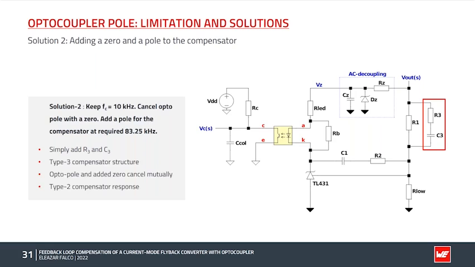We can see that this, in reality, corresponds to a type 3 compensator configuration with an origin pole, 2 zeros, and 2 poles. However, since 1 zero and 1 pole will cancel each other, we will have the typical type 2 compensator response.